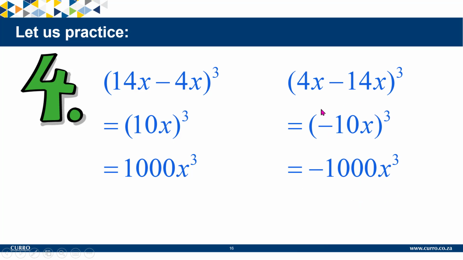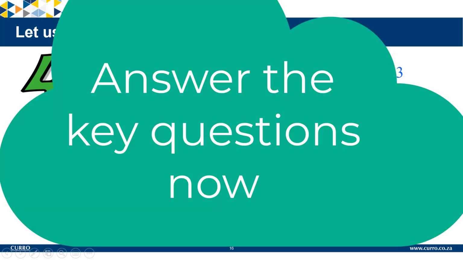What about this one? If we've got a negative in brackets cubed, remember a negative cubed is negative times a negative times a negative, so it stays negative. Do you remember when it was a square? Then it will become positive, but with cubing, it will stay negative.